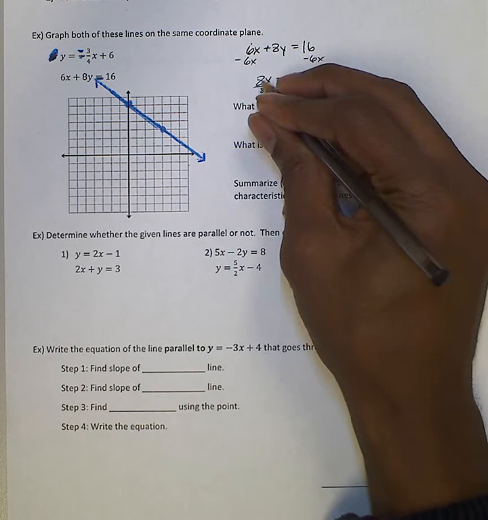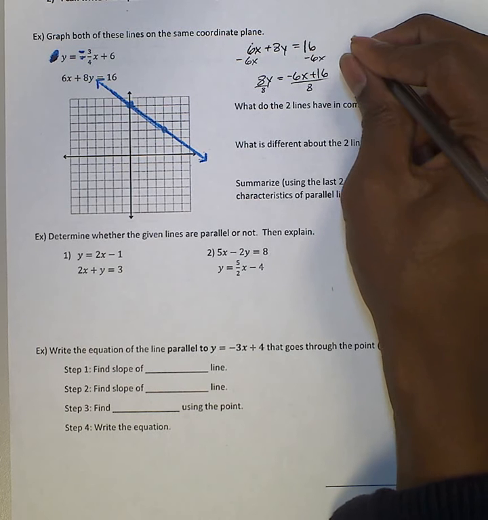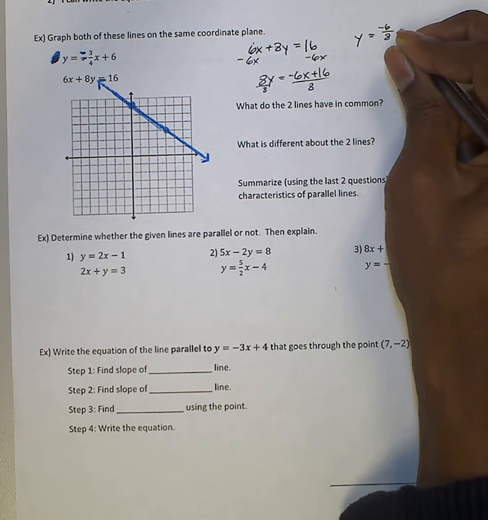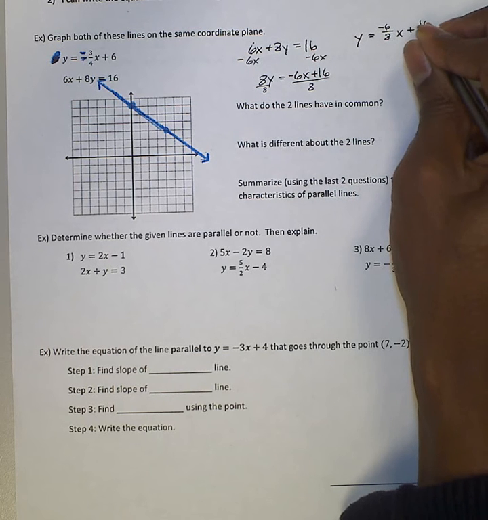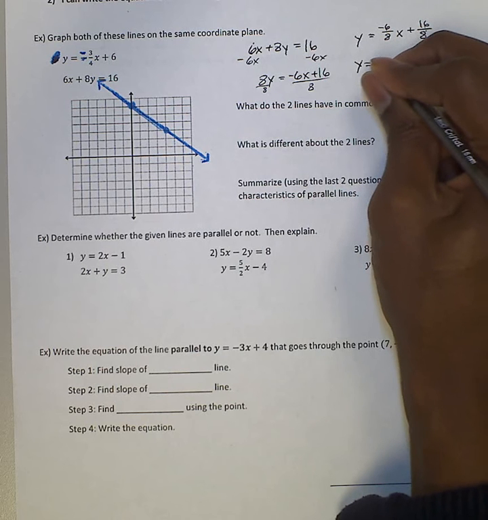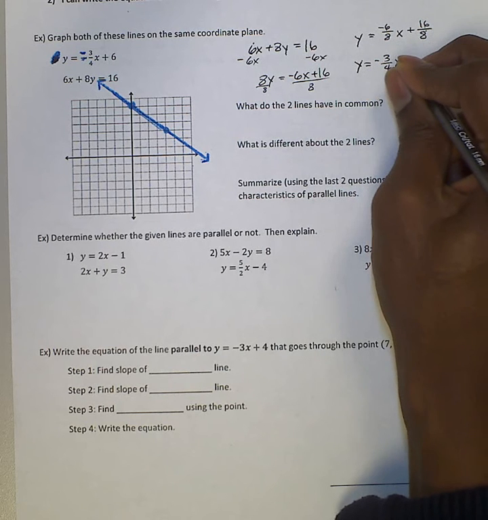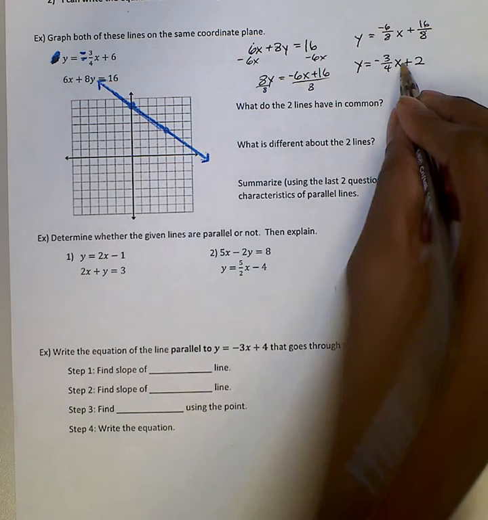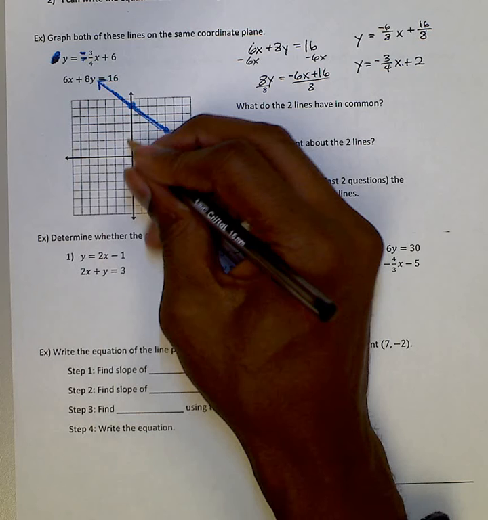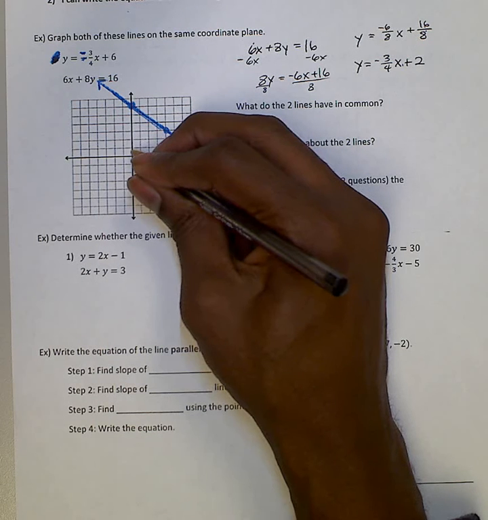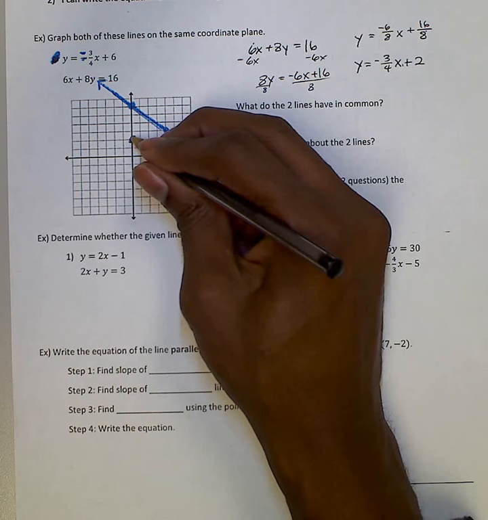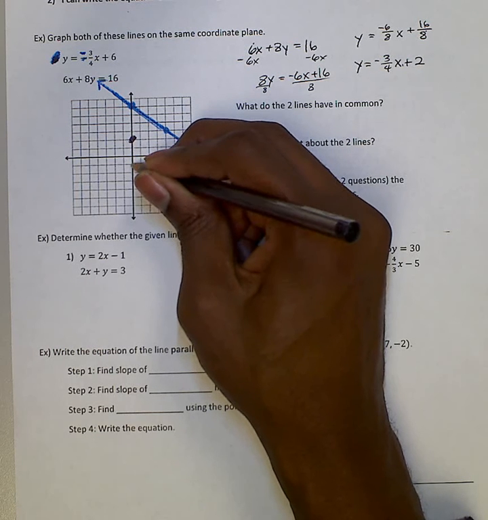I'll write my answer up here. That will give me y equals negative 6/8 x plus 16 over 8. Simplifying that, I'll get y equals negative 3/4 x plus 2. So this is the equation in slope-intercept form. And now I'm going to graph this. Plus 2 is my y-intercept. Negative 3/4 means I go down 1, 2, 3 over 1, 2, 3, 4.